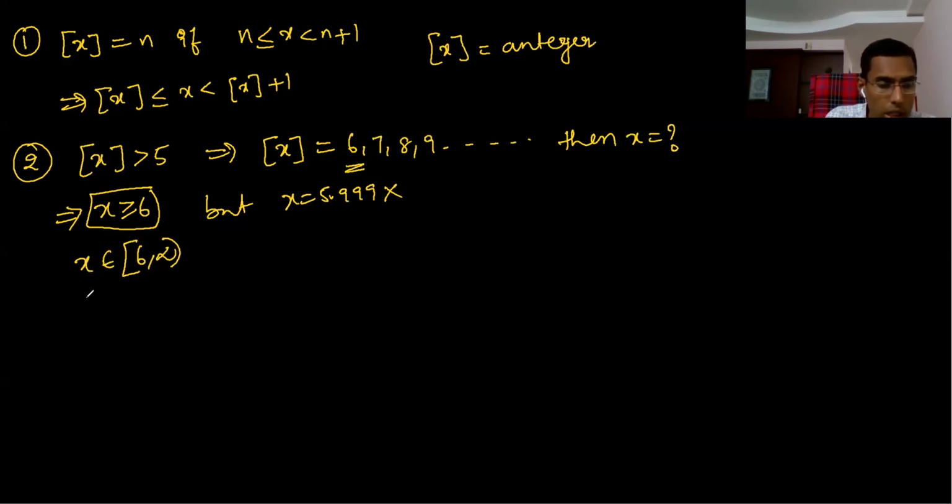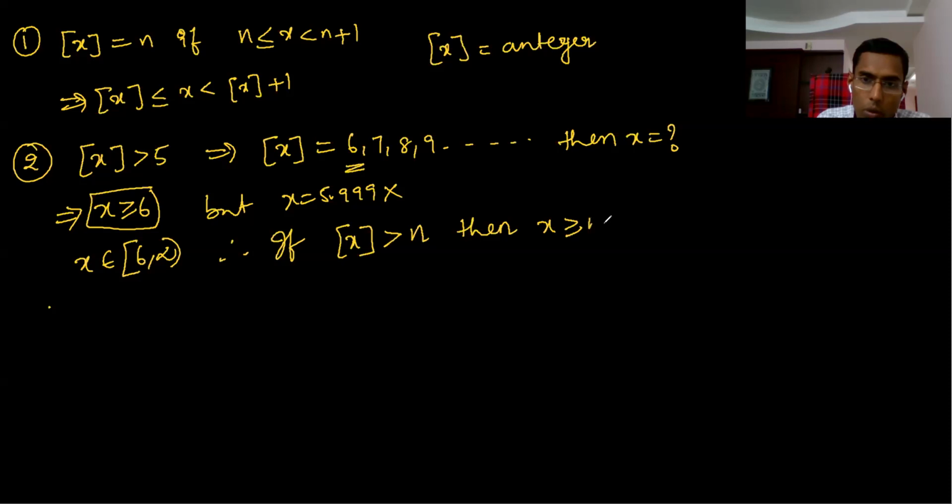Therefore, now the question is here like this. Property 2 is: if bracket x is greater than some integer n, then what you should write is x greater than or equal to n plus 1. x greater than or equal to n plus 1 is what you should write. It's a very, very important property, so you should remember this.